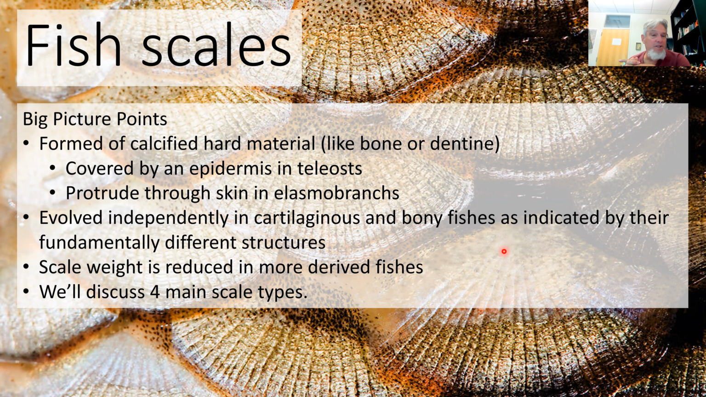And the more ancestral fishes like the elasmobranchs, the sharks, have scales that protrude through the skin. They're just like little teeth sticking up all over the body of the shark. And they've evolved independently. So we call them scales, but they've had different evolutionary pathways because they're so different. And the key thing is that in the more derived fishes, scale weight is greatly reduced.